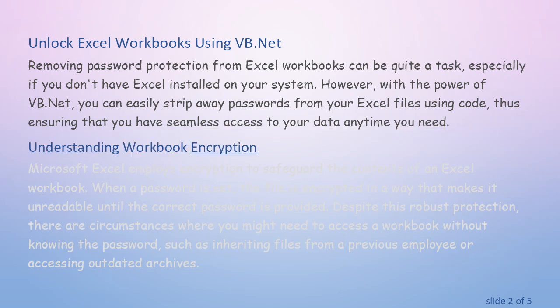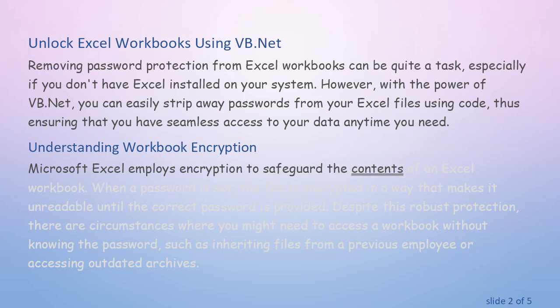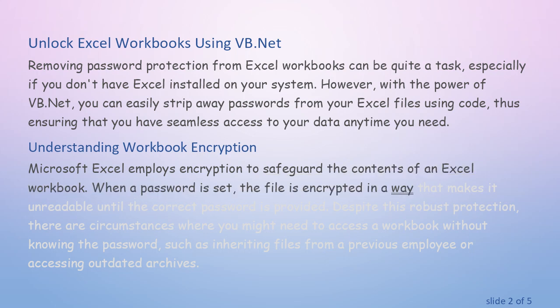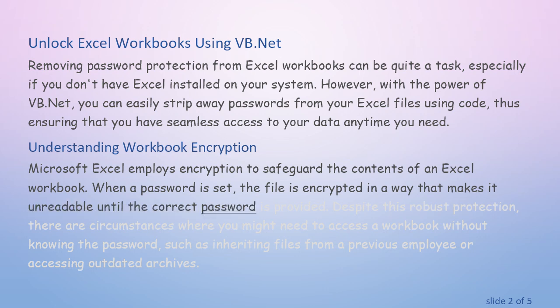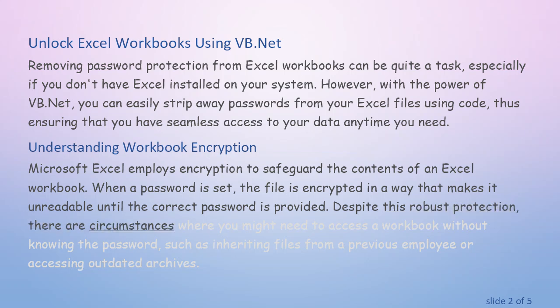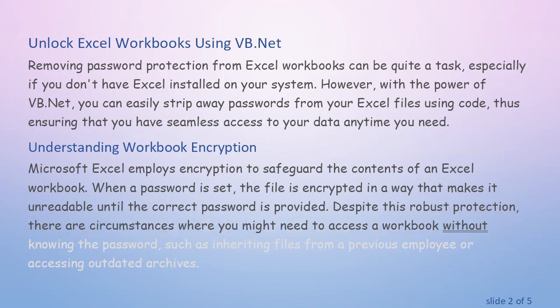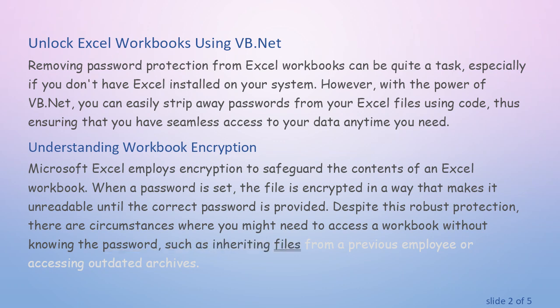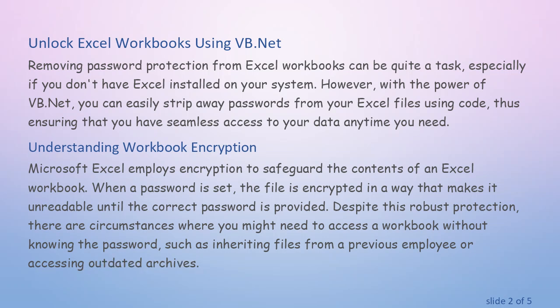Understanding workbook encryption. Microsoft Excel employs encryption to safeguard the contents of an Excel workbook. When a password is set, the file is encrypted in a way that makes it unreadable until the correct password is provided. Despite this robust protection, there are circumstances where you might need to access a workbook without knowing the password, such as inheriting files from a previous employee or accessing outdated archives.